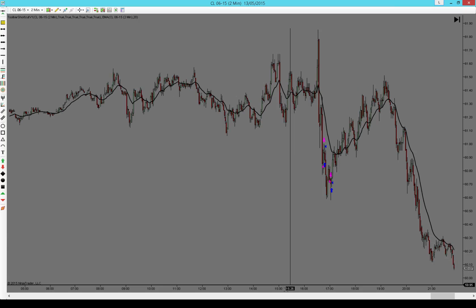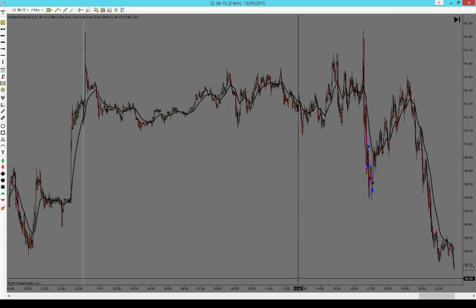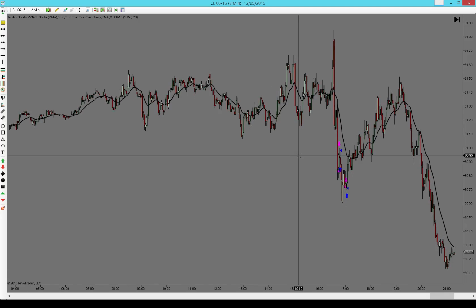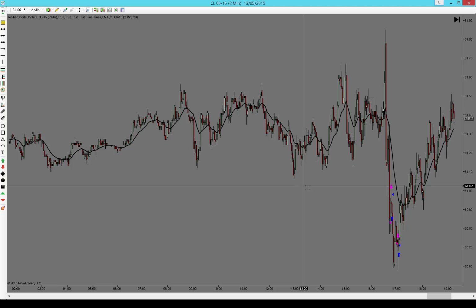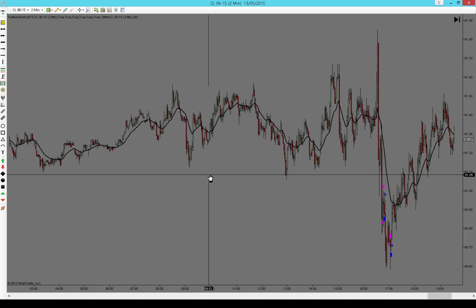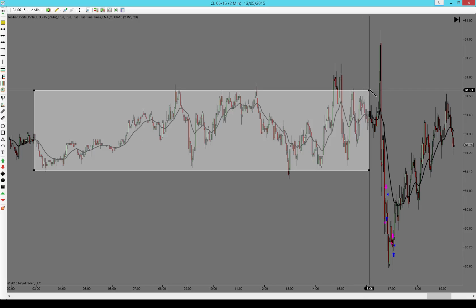Good setups, but let's take a look at it. It was news day today. No trades before the news. There was a big channel in place. A tight trading range from about 15 ticks.